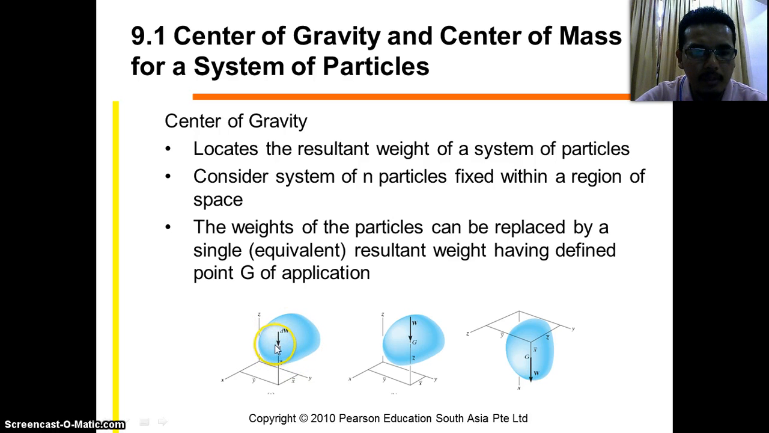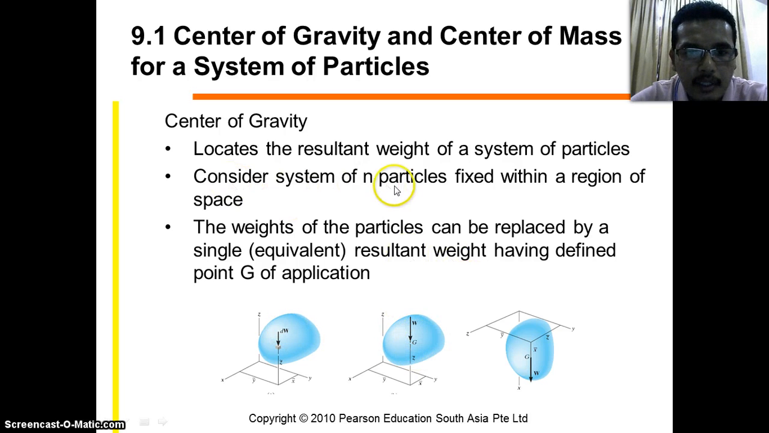So each part has a weight. Now we want to focus on the resultant weight, only W. The differential weight means each one has only a portion of the total weight. So this one consists of the whole resultant, only one resultant weight. There are many weights inside the system of particles, but we are converting each one of the weights into only one single resultant weight.